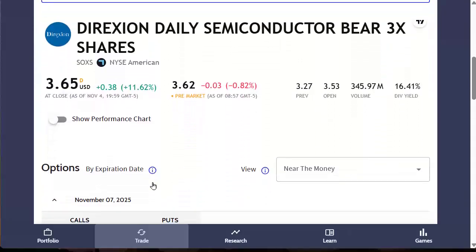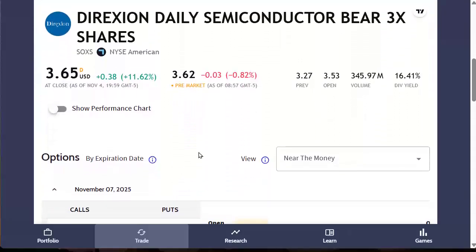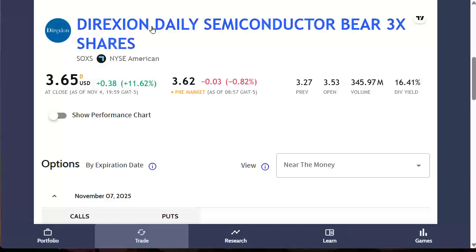Again, it's called Direxion Daily Semiconductor Bear 3X Shares. The whole point of this is to be a bet that the semiconductors which are used inside of chips, like memory chips and processor chips, that those companies, the value is going to go down.